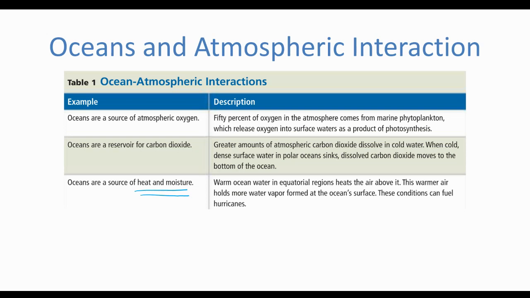Oceans are a reservoir for carbon dioxide. Greater amounts of atmospheric carbon dioxide can dissolve in cold water. When cold, dense surface water in polar regions sinks, carbon dioxide moves to the bottom of the ocean. And oceans are also a source of atmospheric oxygen. 50% of the oxygen in the atmosphere comes from marine phytoplankton, which release oxygen into surface waters as a product of photosynthesis.